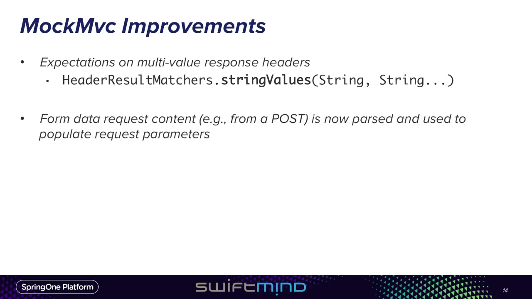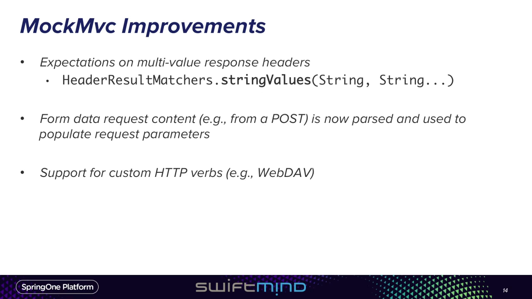Another feature now is the form data request content. For example, if you have a POST, Spring MVC Test will now parse that from the POST and use it to populate request parameters in case your controller is actually using those as request parameters.